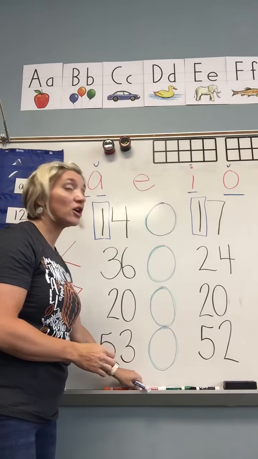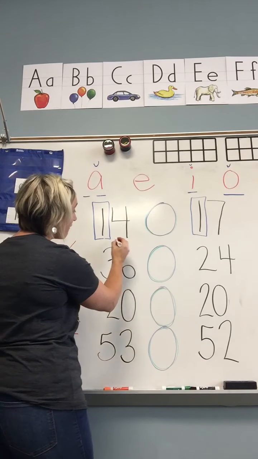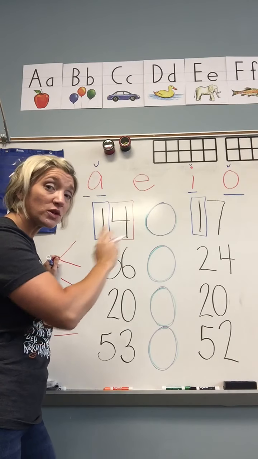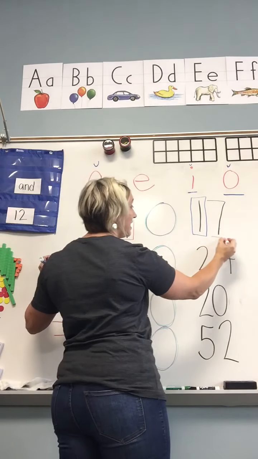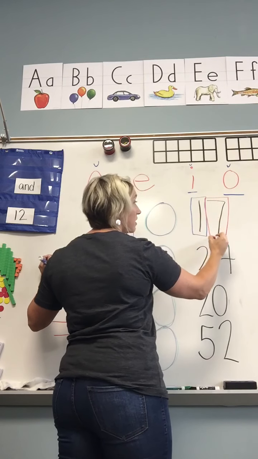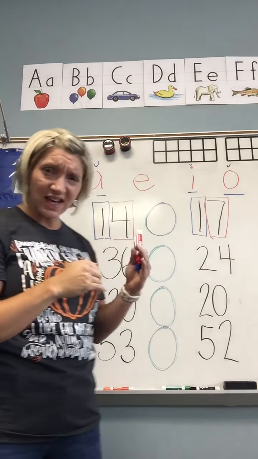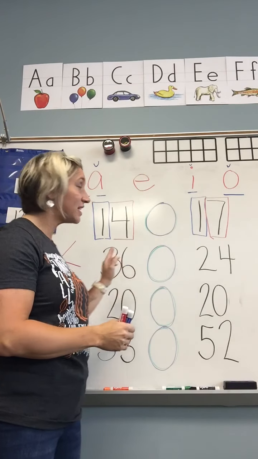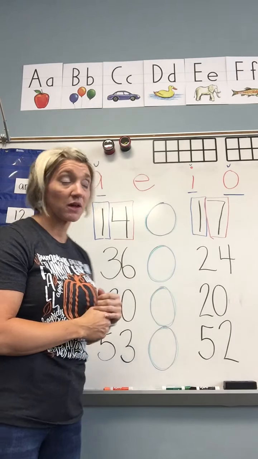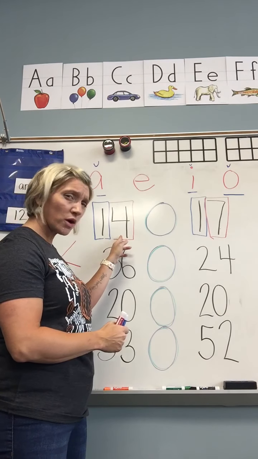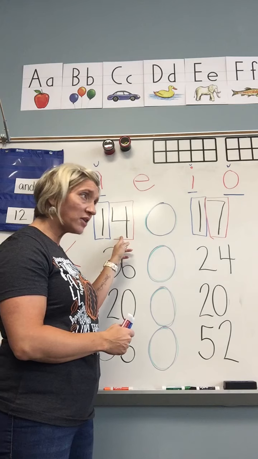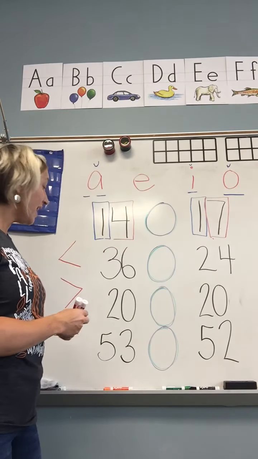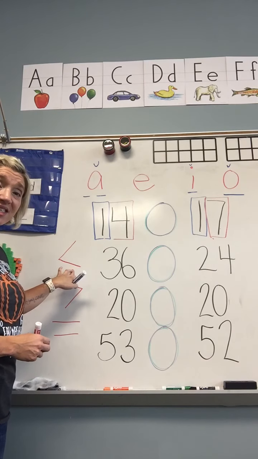So I'm going to look at the ones place. So when I'm looking at 14, I know that there is a 4 in the ones place. Going to my next number, 17 has a 7 in the ones place. Now, are they the same or are they different? They're different. So when I'm looking at these two numbers, I need to move to the ones place to be able to compare them. So I'm going to think, is 4 less than or greater than 7? 4 is less than. So when I use my symbol, I want to use my less than symbol.